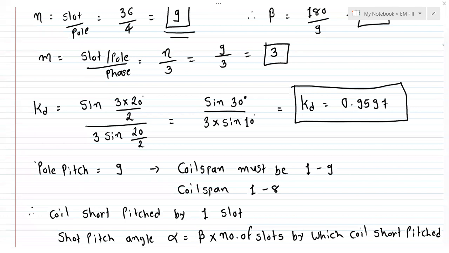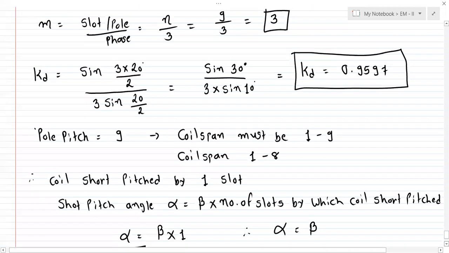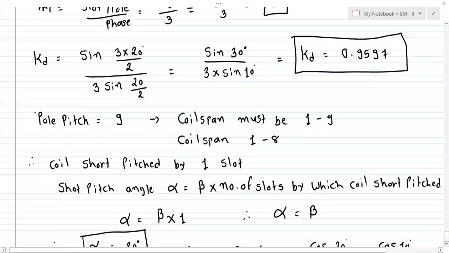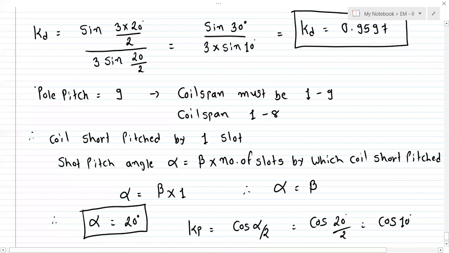We have the equation of alpha, which is equal to beta into the number of slots by which the coil is short pitched. My coil is short pitched by only 1 slot, so into 1. So my alpha is equal to beta. So my alpha is equal to 20.